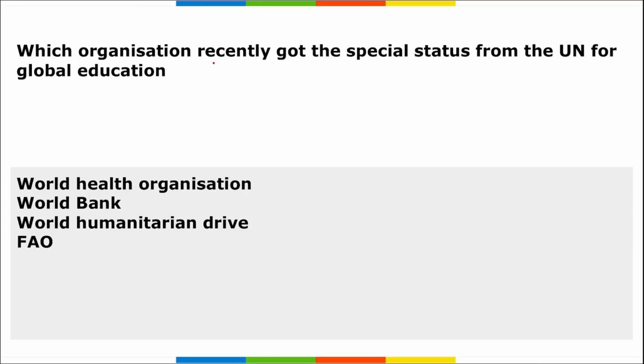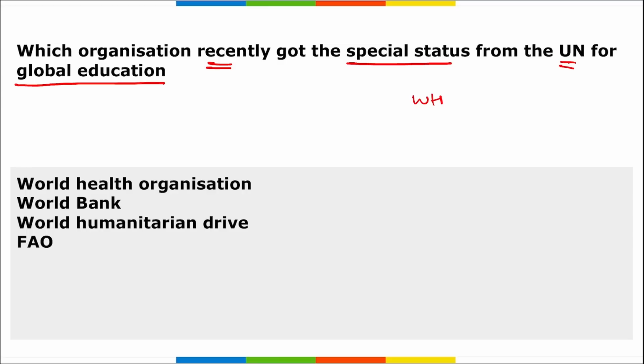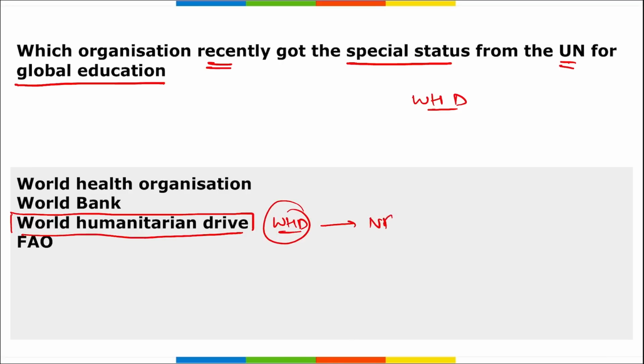Next is, which organization recently got the special status from UN for global education? It is World Humanitarian Drive, WHD. This is an international NGO that promotes international education and trade.